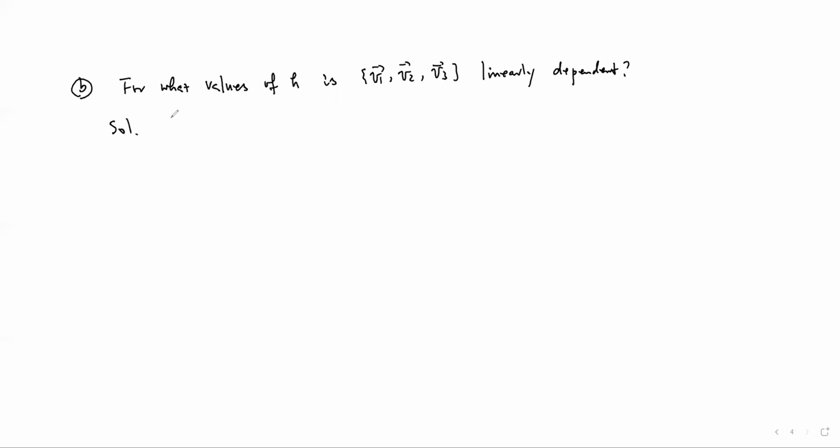That means that we need to solve this vector equation. If the vector equation has a non-zero solution, then the set is linearly dependent. Solve this vector equation. Okay, it is a linear system. The augmented matrix is: first column is v1, 1, -3, 2. Second column is v2.